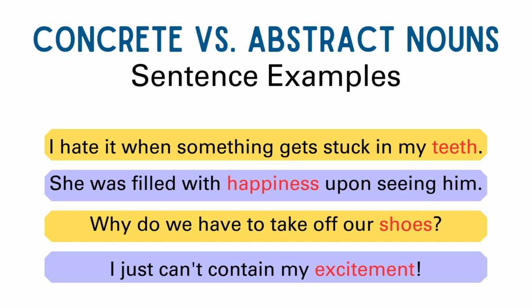Next, she was filled with happiness upon seeing him. What is the noun here? Yes, it's happiness. Now, is happiness concrete or abstract? What do you think? The correct answer is abstract. Why? Because happiness is a feeling or emotion. It is intangible, and so it is an abstract noun. Can you work on the next two sentences yourselves?